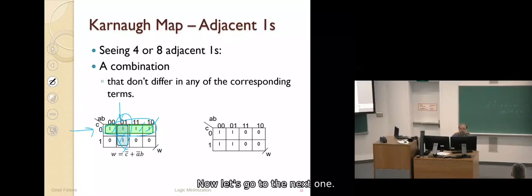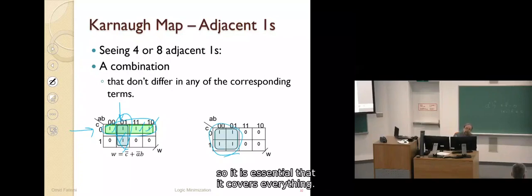Now let's go to the next one. Oh, the next one is very easy. You tell me, what is it? Just 4 ones together. Yes? A naught. Perfect. These 4, they are common in A naught. This is only one implicant, so it is essential, and it covers everything. So A naught. So it means that you could select 4 cells, 4 ones together.